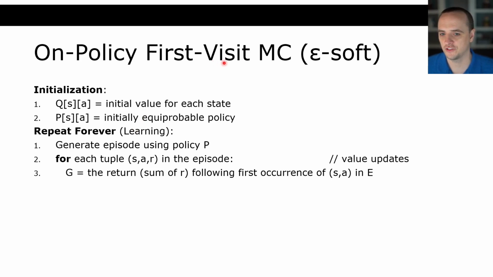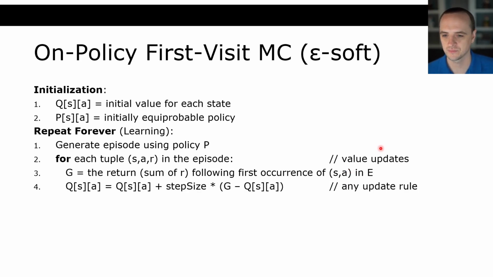since this is first visit MC, we're going to sum all the rewards following the first occurrence of this state action pair in the episode. We talked about that last time. Then we do our update function. So this is the any update rule, right? This could be the sample average, but here we've got the step size incremental update. So we take our previous estimate and we add to it the step size times the new return minus the previous value. Okay, so we talked about that before.